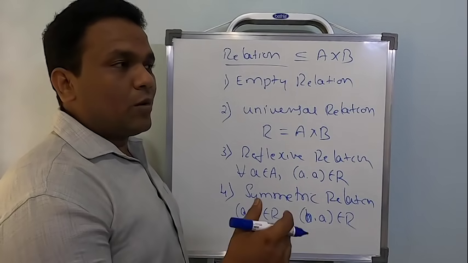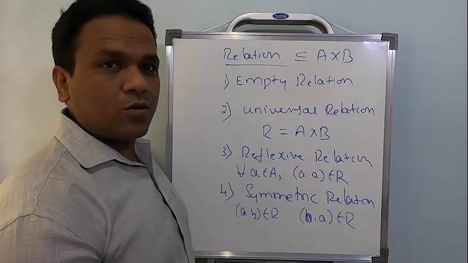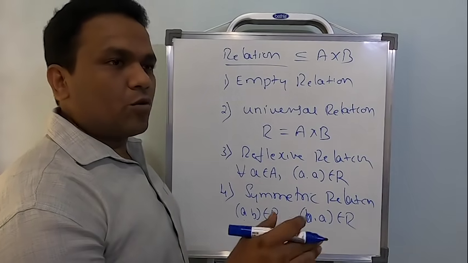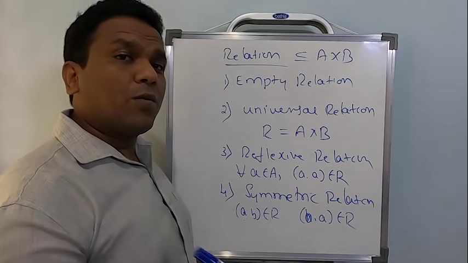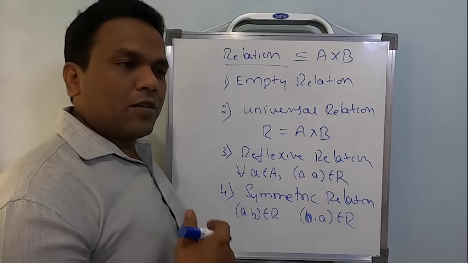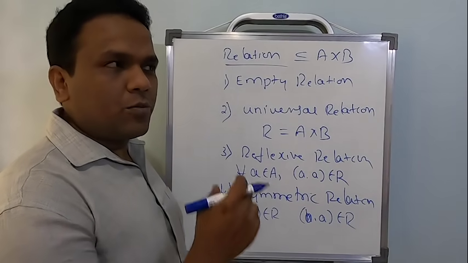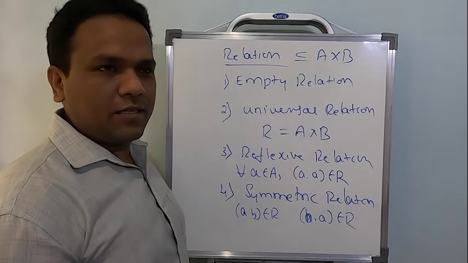So don't think that (1, 2) is there, (2, 1) is there, so it is symmetric. No. If (1, 2) and (2, 1) are there, what if there is one more ordered pair, (2, 3)? For that also we need to search. So it should be checked for every ordered pair belonging to the relation.